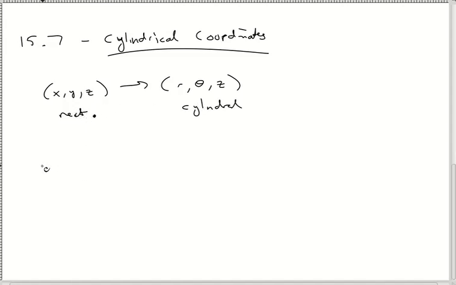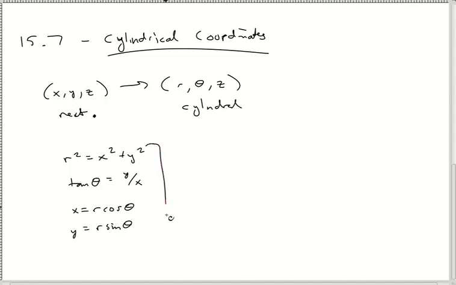Let me give you some formulas that are useful here. We got r squared is equal to x squared plus y squared. We have tangent theta is equal to y over x. We have x is equal to r cosine theta. And we have y is equal to r sine theta. Now, this is all stuff that we've seen before.